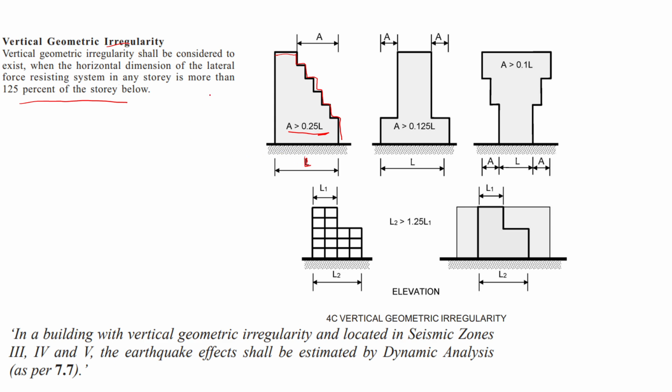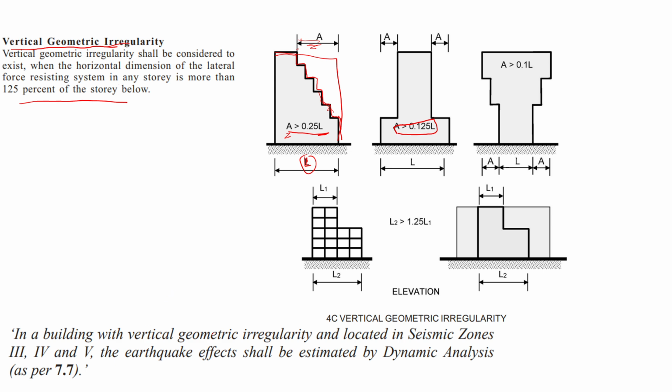See, whatever the L is. You calculate the whole area and the whole length first. Then you minus this area, and you get this one, A. If the area is more than 0.125 L, then it is said to be a vertical geometric irregularity building. So we should be very careful on that basis. Whenever you are building a structure, you should be careful that A shouldn't exceed 0.125 L.